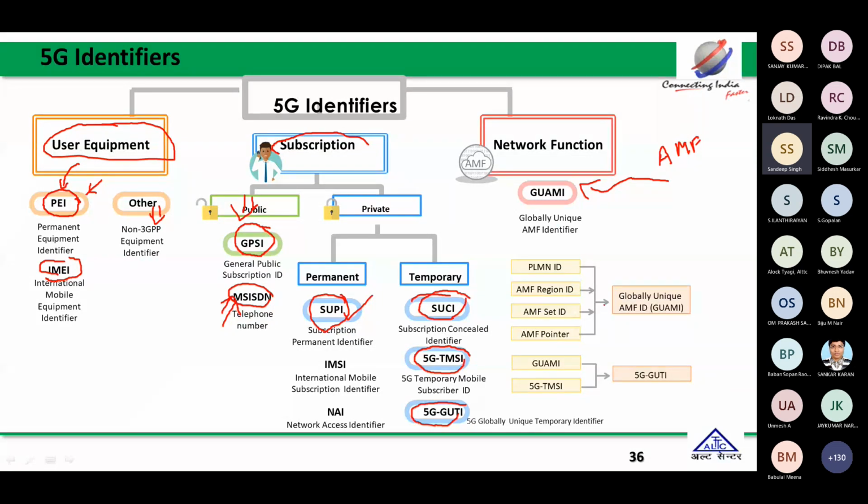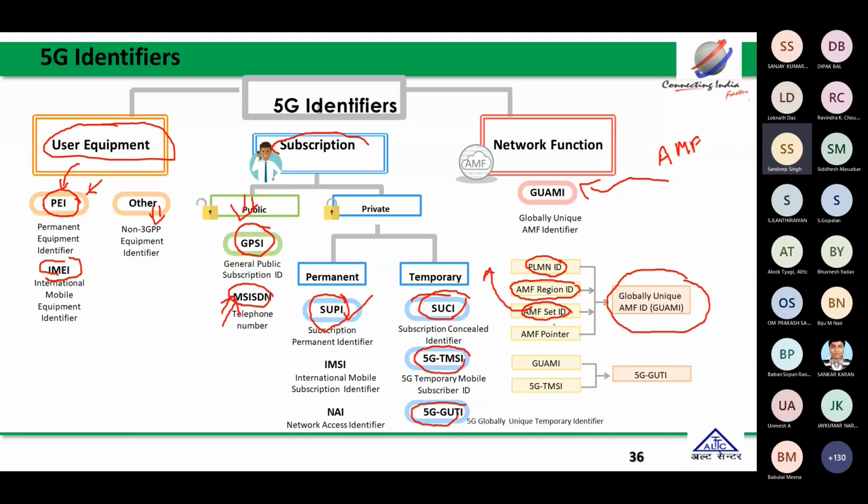And what the GUTI basically contains is the PLMN ID. All of you know the PLMN ID, that is the MCC plus MNC. Then after the PLMN ID, there is an AMF region ID. If you compare with LTE, it is the MME pool ID. Just like the MME pool ID, there is an AMF region ID. And then the AMF set ID. This is the new addition for slicing. The AMF set ID is the set of AMFs serving the slice that the UE subscribed to.